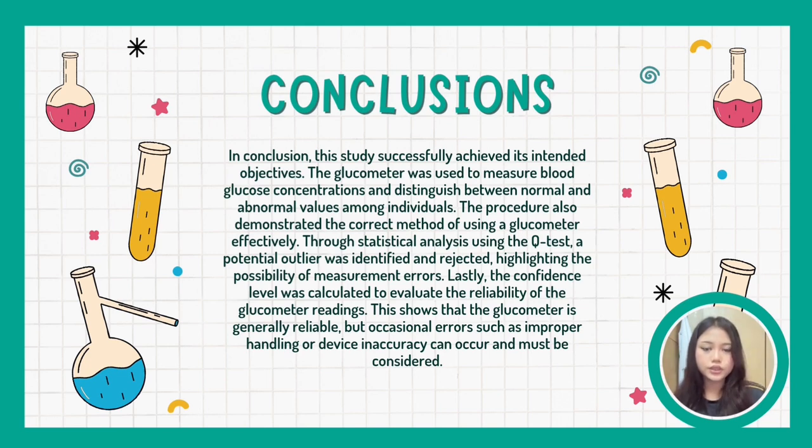The glucometer was used to measure blood glucose concentrations and distinguish between normal and abnormal values among individuals. The procedure also demonstrated the correct method of using a glucometer effectively. Through statistical analysis using the Q-test, a potential outlier was identified and rejected, highlighting the possibility of measurement errors. Lastly, the confidence level was calculated to evaluate the reliability of the glucometer readings. This shows that the glucometer is generally reliable, but occasional errors such as improper handling or device inaccuracy can occur and must be considered.